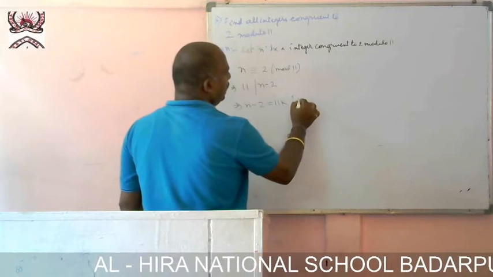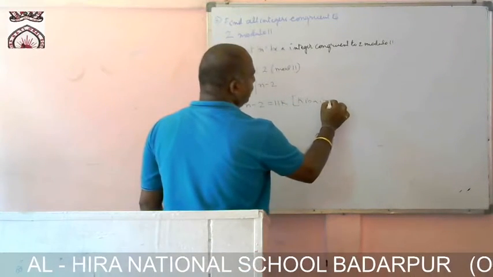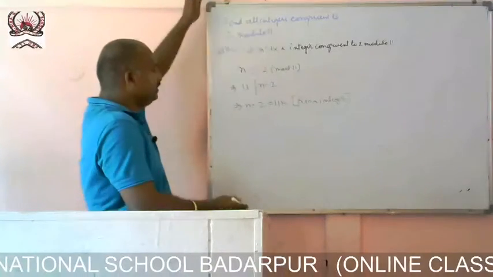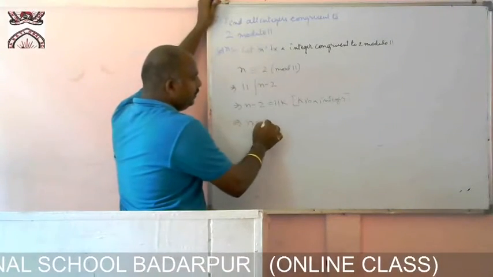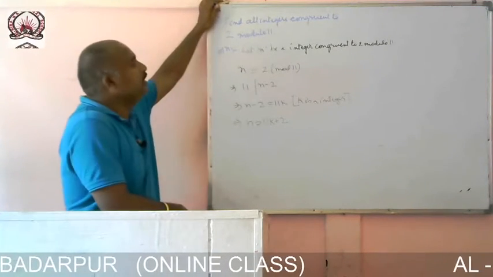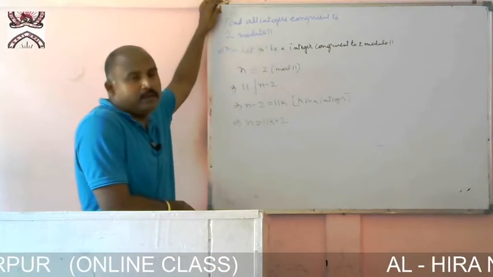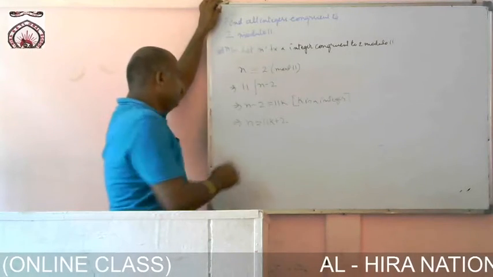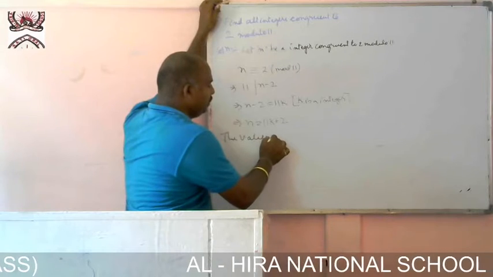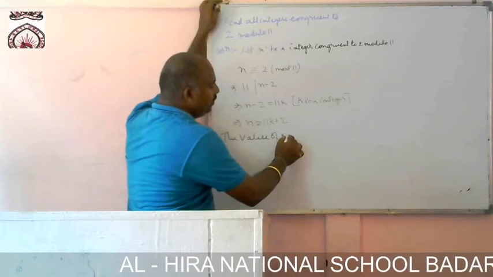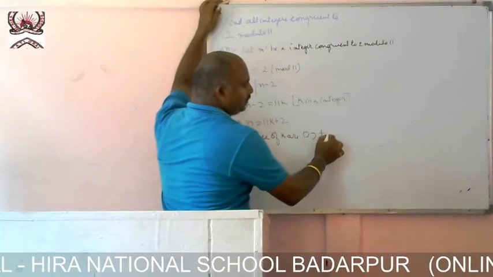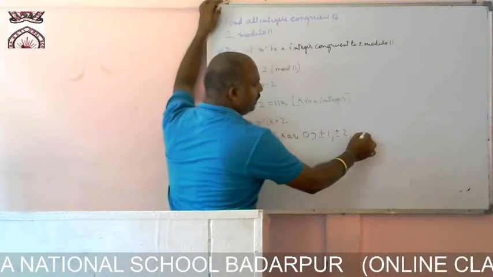k, where k is an integer, which implies n equals 11k plus 2. Now the values of k are the integers. You can put 0, plus minus 1, plus minus 2, and so on.